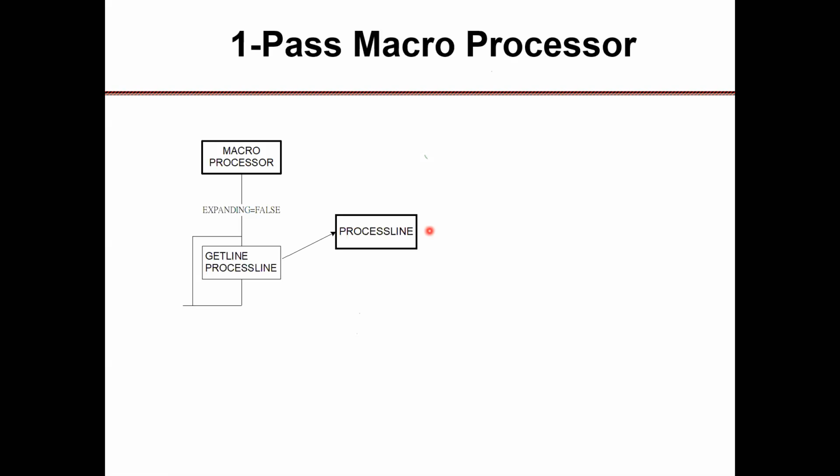So here's another way to look at this, where we have the macro processor we were just looking at from the code, right? Initially expanding is set to false, and it's going to call get line and process line. Get line is for source code, just source code. But if we get into a macro, we're going to then process a line.